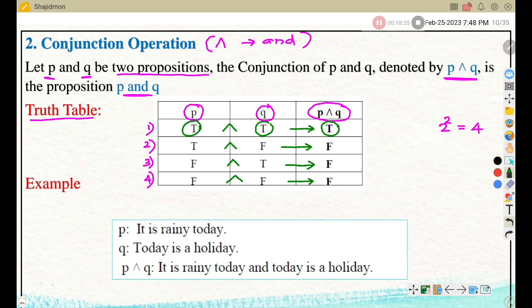So the and operation only gets a true value if both are true. Correct? If both are true, the answer will be true. Otherwise, in all the other cases the answer will be false. So true and true only is true. All other cases the answer will be false. That is the truth table related to the conjunction operation.